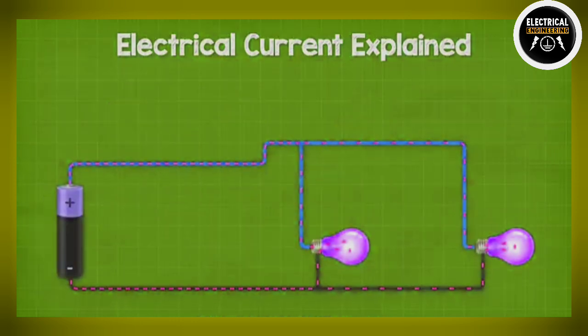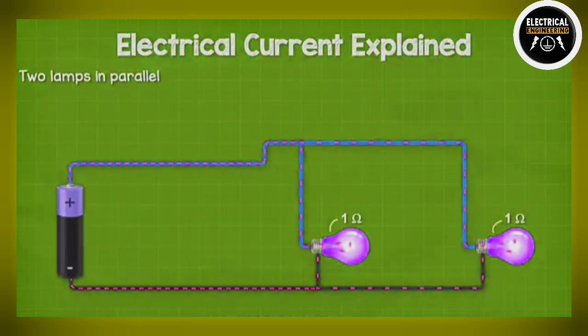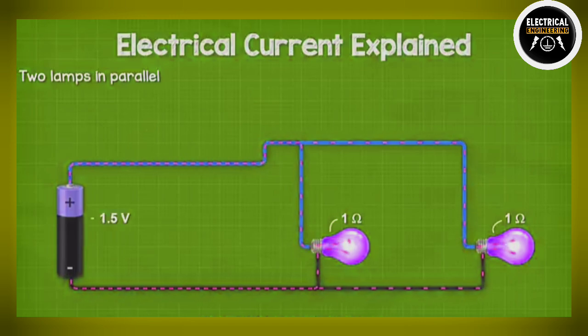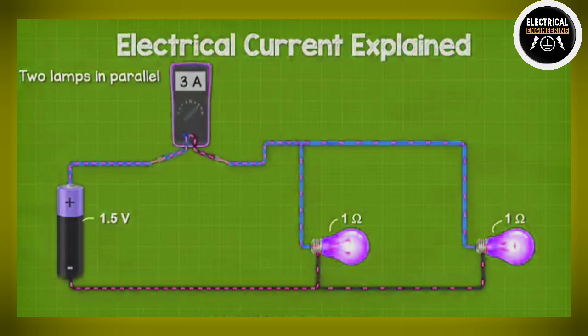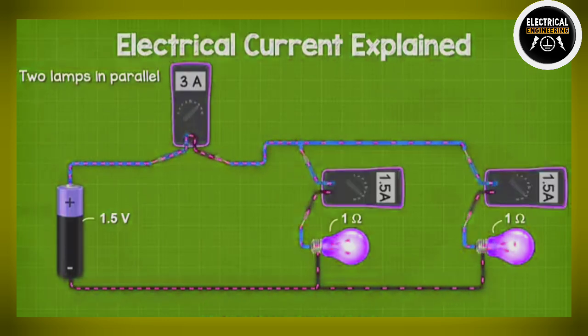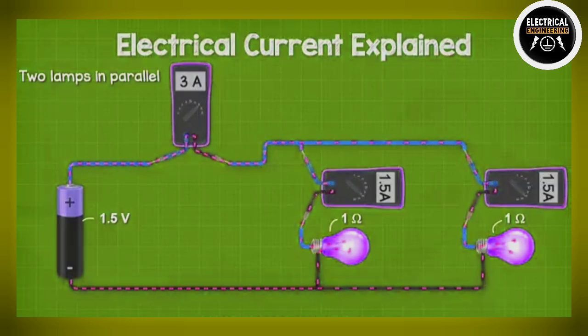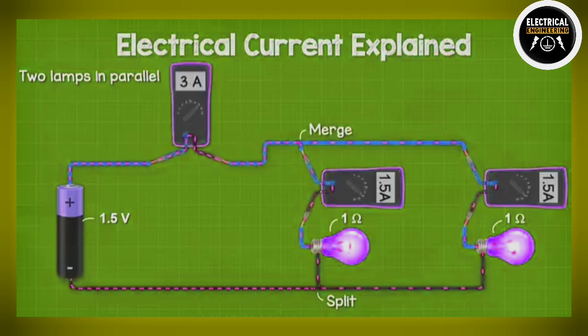If we now connect the circuit with 2 lamps in parallel, both with a resistance of 1 ohm, and connect this circuit to a battery of 1.5 volts, then in the main wire from and to the battery, we get 3 amps. But on the branch of each lamp, we get 1.5 amps, because the path of the electrons splits, so they are shared between the 2 lamps. The path then merges again, so we get the combined total circuit current of 3 amps.